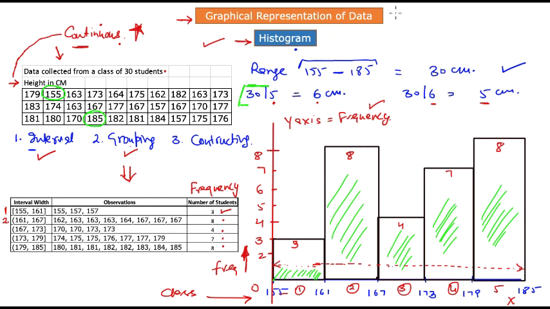Okay, so this is our learning on the histogram. We have covered basically what is a histogram, when to use it, and also why grouping is relevant in a histogram. And most importantly, we have learned how to construct a histogram.